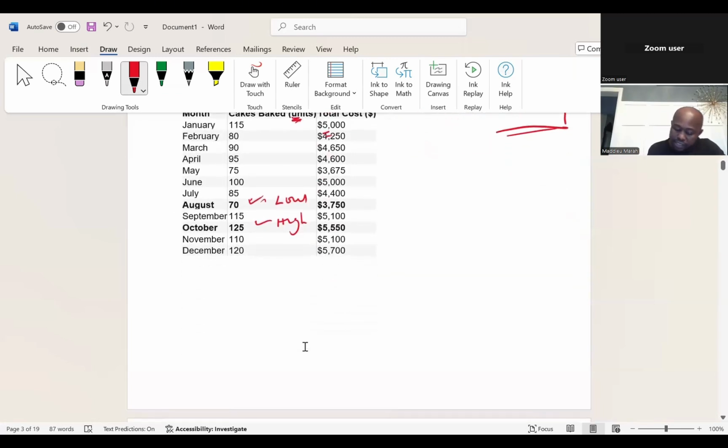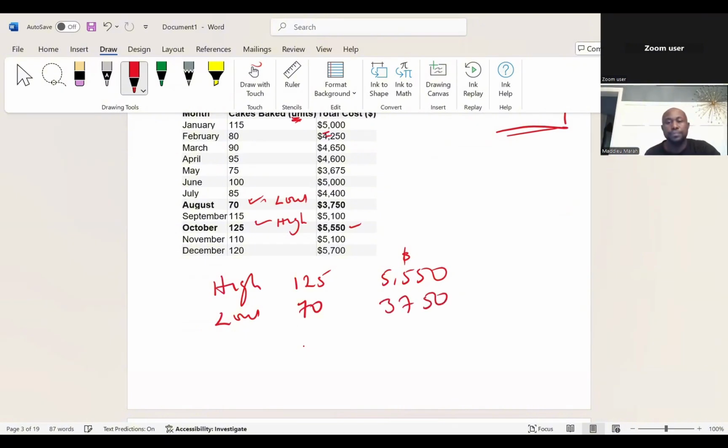So now I can set my high and my low. My high activity is 125. And what is the cost to this high activity? The cost is 5,550. That's the cost to this high activity. And my low activity is 70. And what is the cost to this low activity? It is 3750. Okay. Now, step 1 is done.